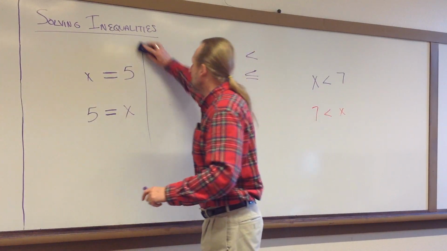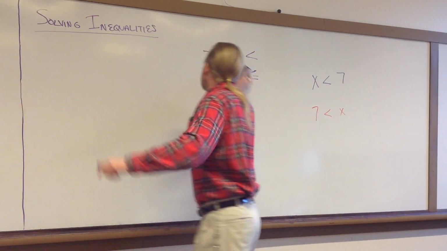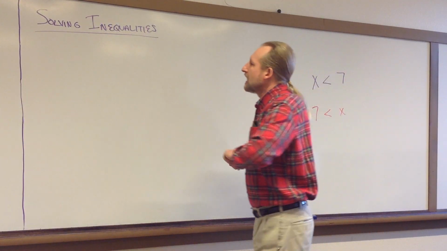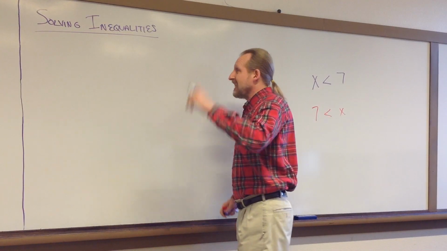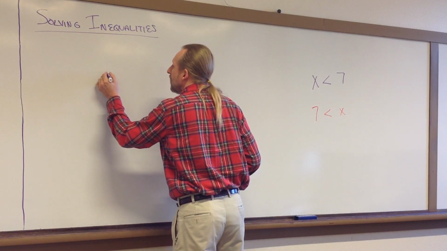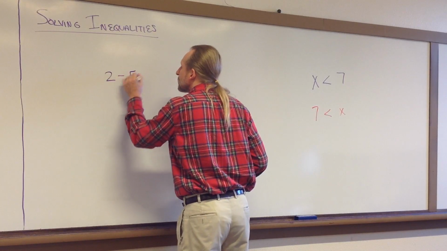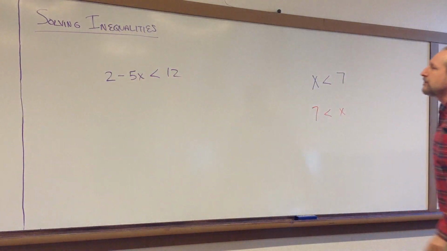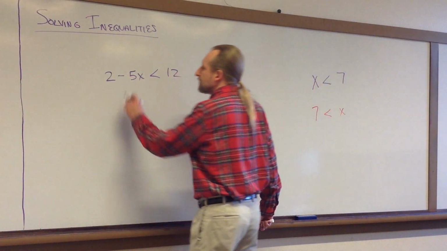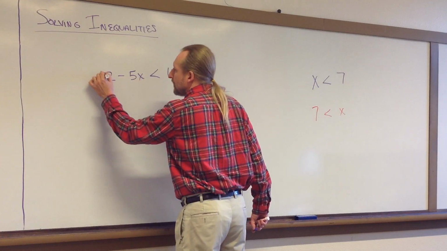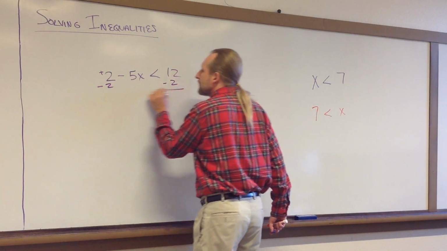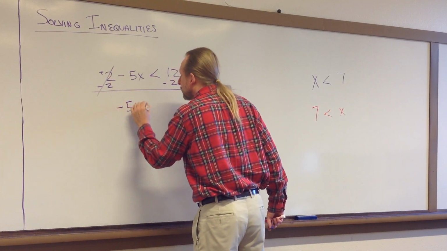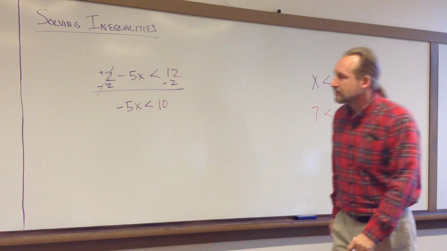Okay, why am I talking about this? The big difference between equations and inequalities is that if you're solving an inequality, let's say you've got something like 2 minus 5x less than 12. Okay, we'll keep it simple. This minus sign, remember, is attached to the 5. This is a positive 2. If we want to move it to the other side, we've got to subtract 2 on both sides. This will be negative 5x less than 10.